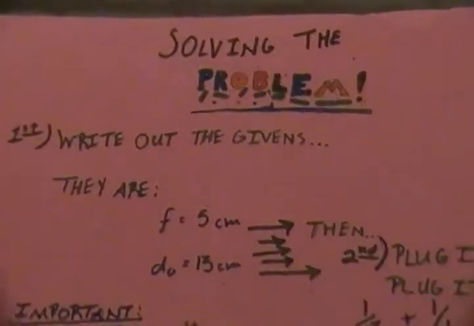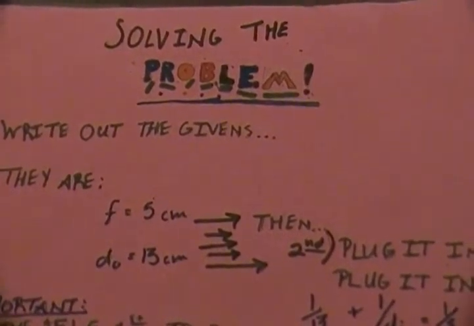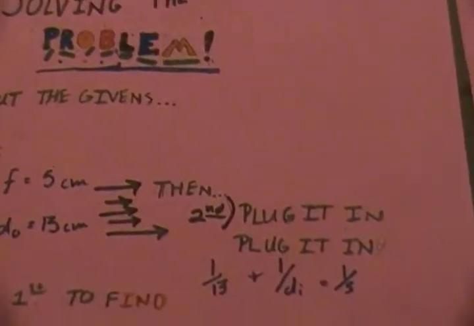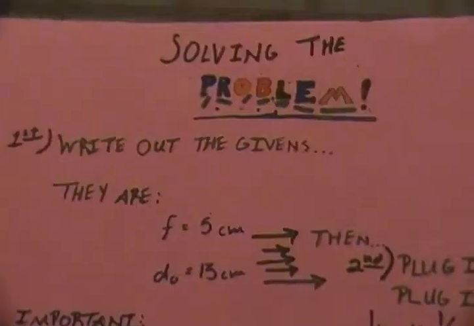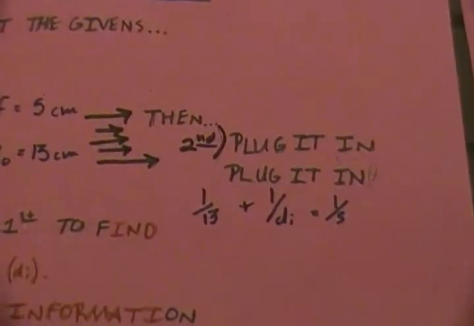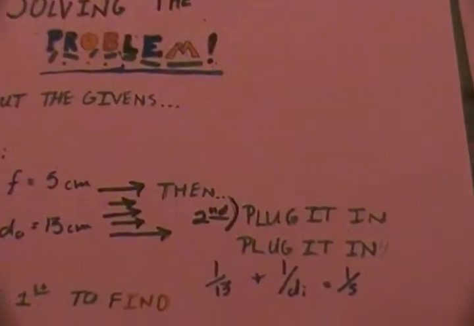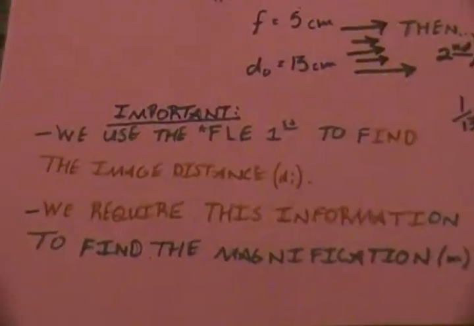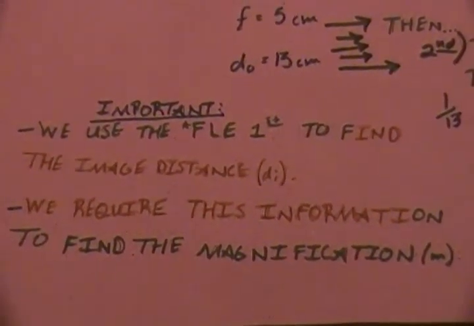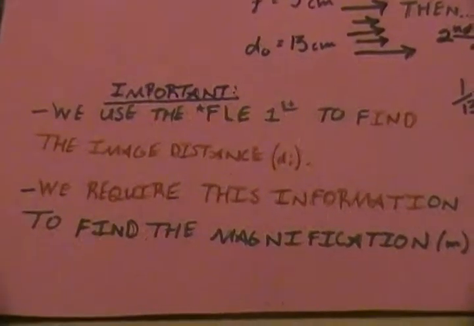Solving the problem. First thing we want to do is write our givens. Our focal length is 5 centimeters and our object distance is 15 centimeters. We're going to use our fundamental lens equation. So we plug it in, and it's going to be 1 over 15 plus 1 over DI, which equals 1 over 5. Important: we use the first to find the image distance. We require this information in order to find our magnification.